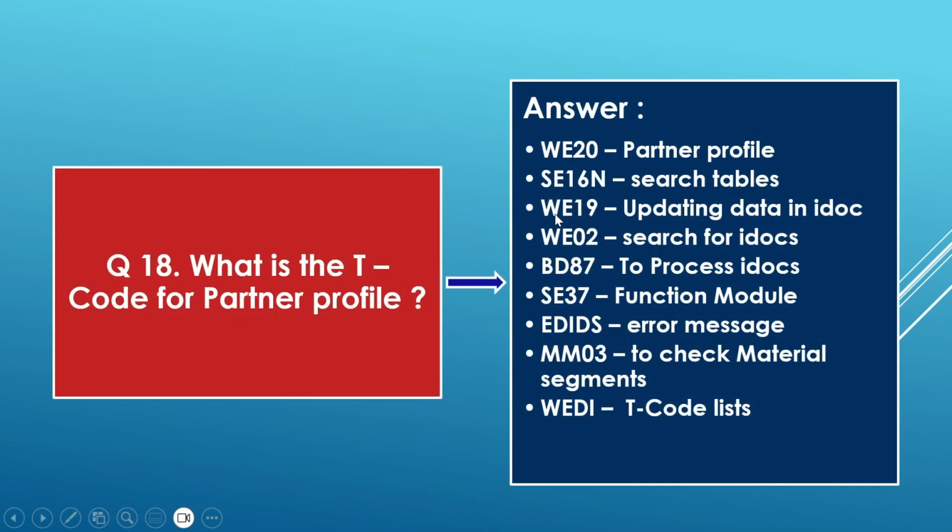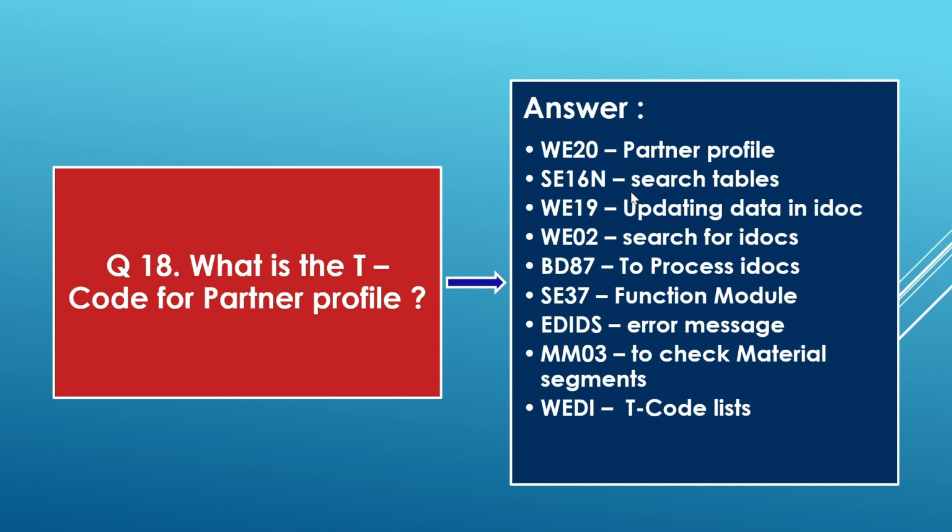Next, question 18. What is the T code for partner profile? T code for partner profile is WE20. We can create partner profile in the T code WE20. Let's see few basic T codes which are coming across BODS developers.